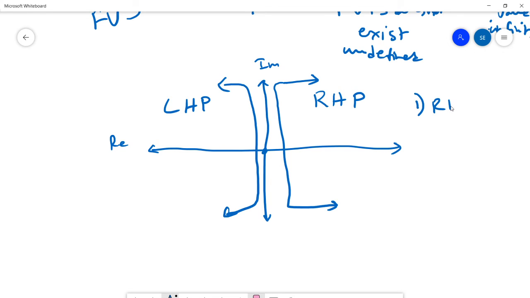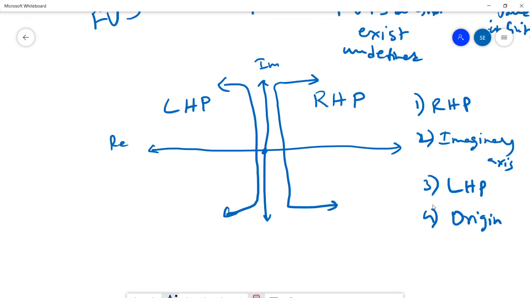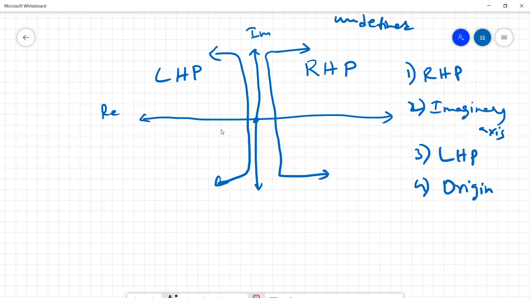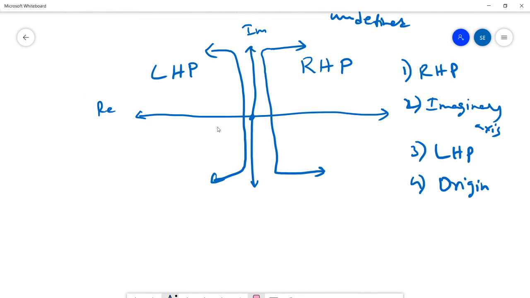One is the right half plane. Second one is the imaginary axis. Third is the left half plane. Fourth one is the origin. So if you have poles on the right half of the S plane, then the system would be unstable. System stability is determined by the position of poles.